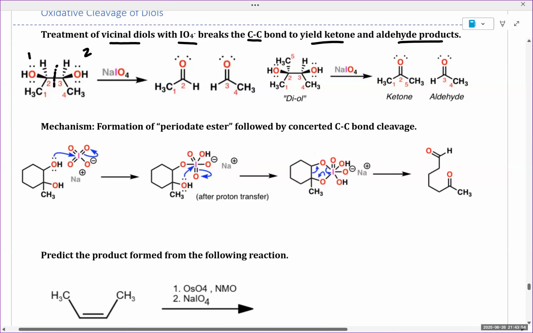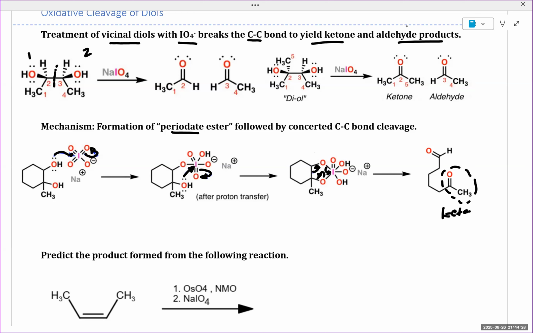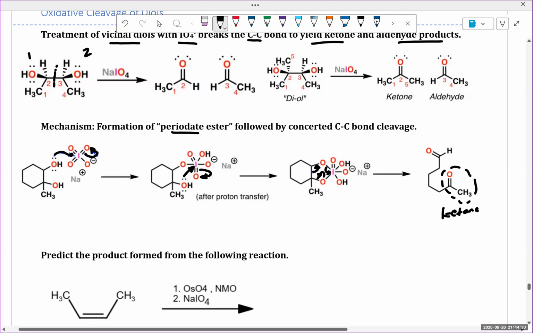So what's the mechanism? First, you generate what's known as a periodate ester via attack and attack. Once you have this periodate ester, it undergoes a concerted bond cleavage to break this carbon-carbon bond and generate two carbonyls. As you can see, if the alcohol is highly substituted, you get a ketone. If the alcohol is not highly substituted, you get an aldehyde.